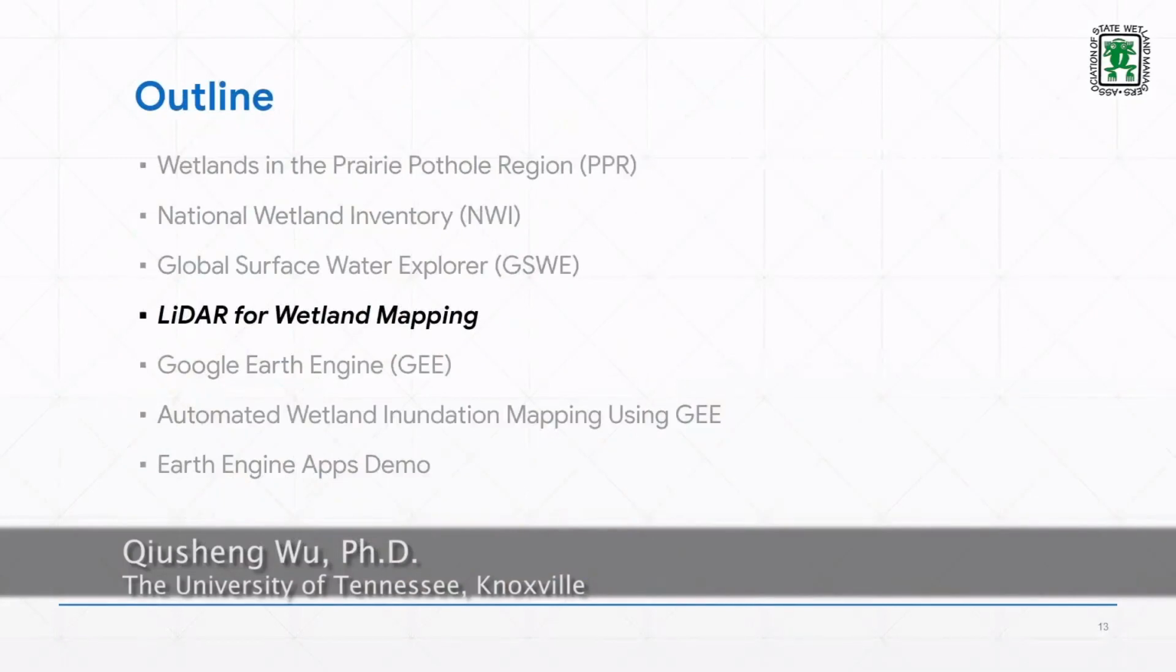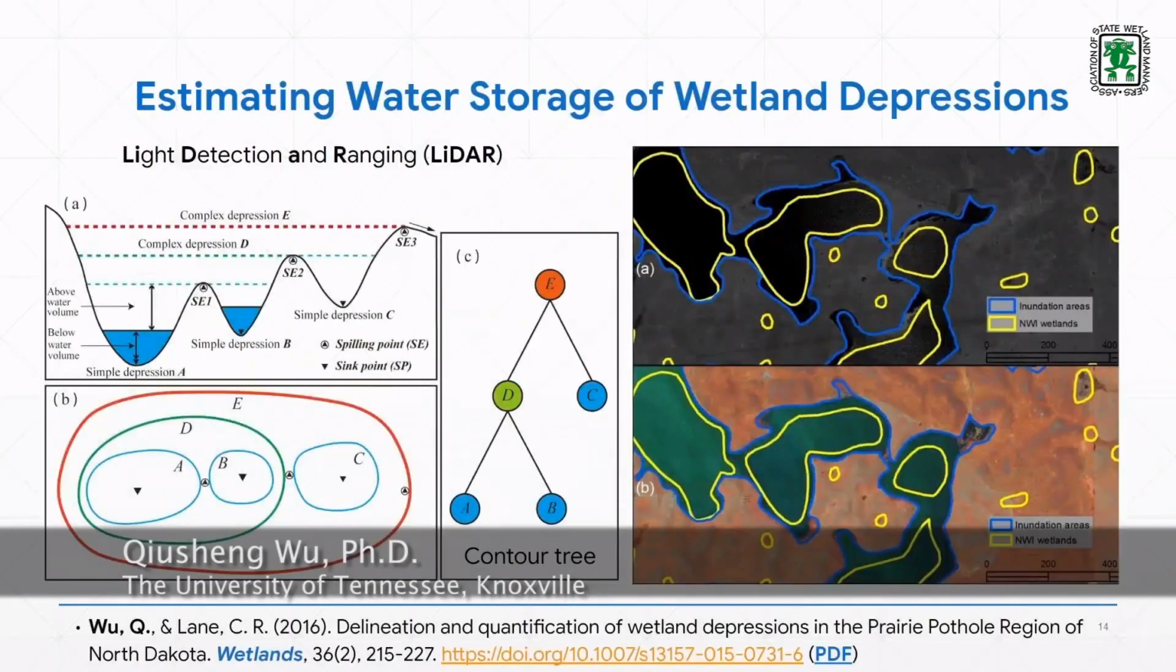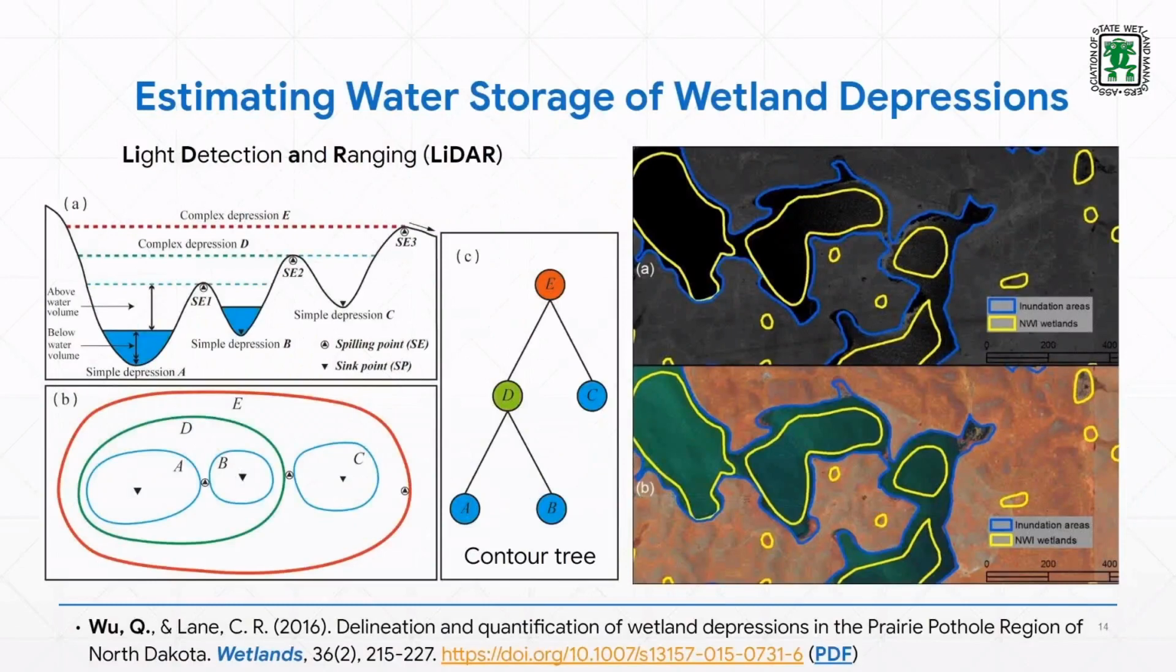So next, I'm going to briefly introduce some of the work that I have done in the past few years for wetland mapping using LiDAR data and aerial imagery. The first one was published in 2016 with Chuck Lane from the US EPA. For this article, we used LiDAR data to estimate the existing water storage capacity, but we can also calculate the potential water storage capacity for each individual wetland using the so-called contour tree method. And on the right, you can see some of the results.